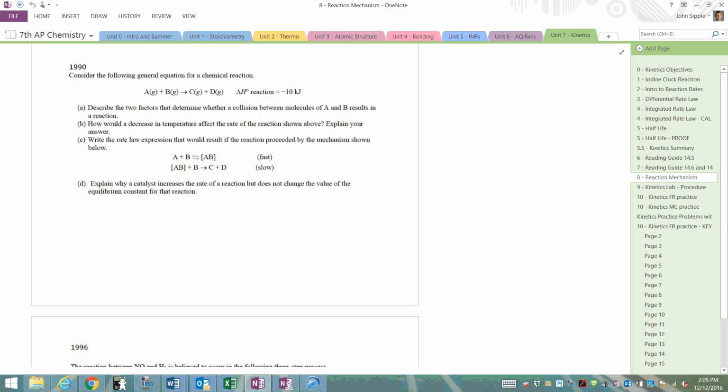All right. So describe the two factors that determine whether a collision between molecules A and B results in a reaction. Remember collision theory? What are the two things necessary for a reaction to happen? They've got to collide with proper orientation. And what else? Yeah, enough activation energy.